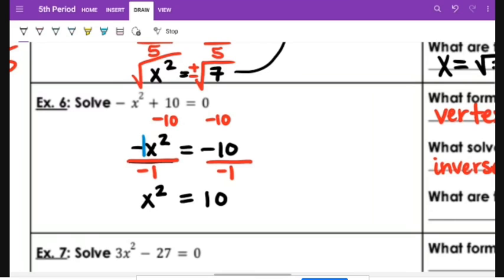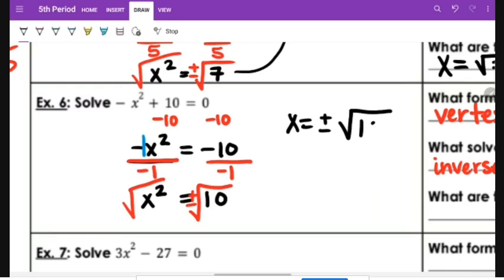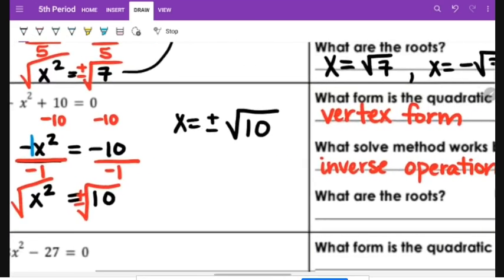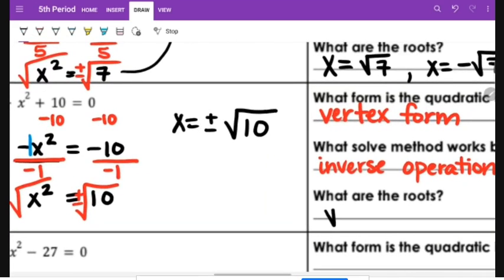Now we need to undo the square, so we're going to take the square root of both sides. And when we do that, we get the plus and the minus. So our answer should be x equals plus or minus the square root of 10. So we'll have two different answers, the positive version and the negative version. And 10, unfortunately, does not have a square root, so we can't simplify it. We'll just leave it like this.